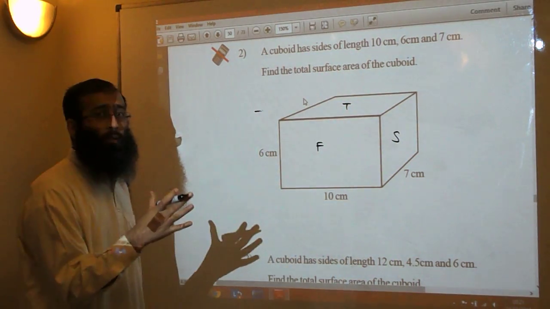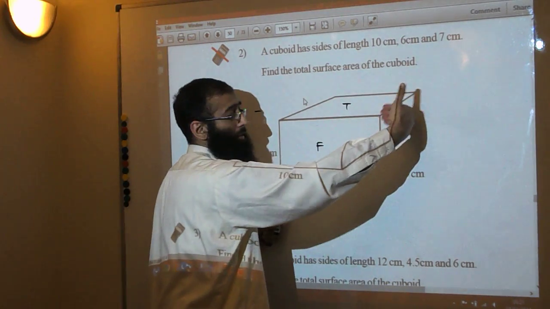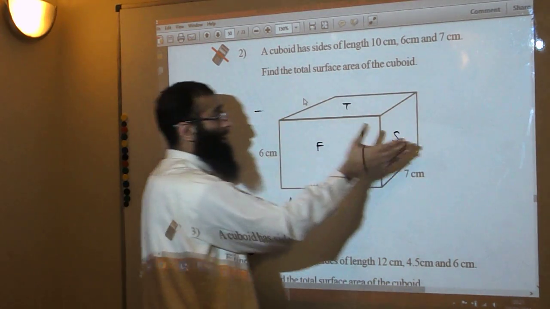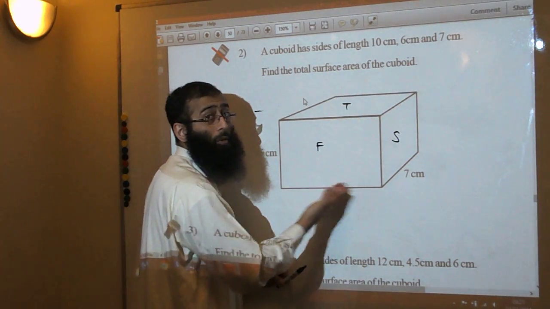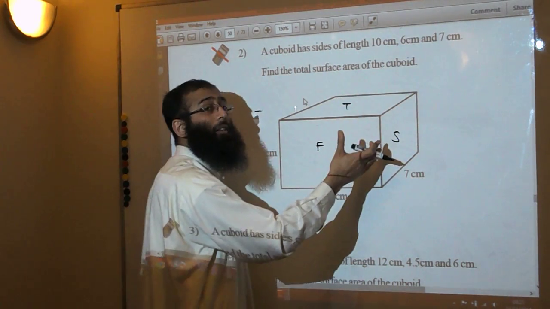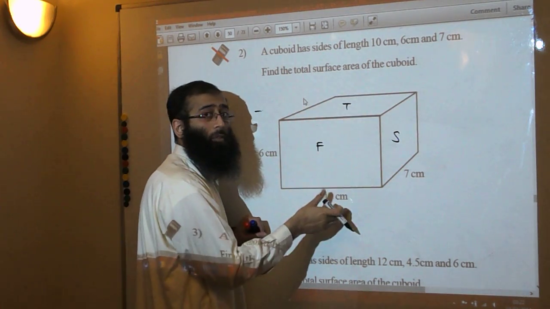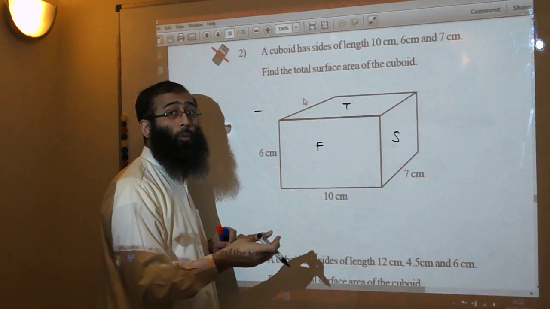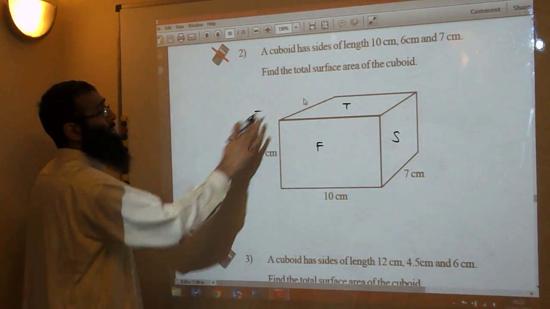Now, in this particular cuboid, the front is mirrored on the other side, so that's your back. This side has another side which is identical, and the top has another side identical which is called the bottom. So rather than writing side 1, side 2, front and back, and top and bottom, we're going to do it in a much simpler way, so when you're doing the examination, it's quick. So let's have a look at the idea.